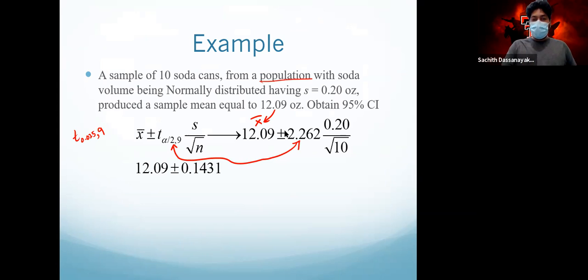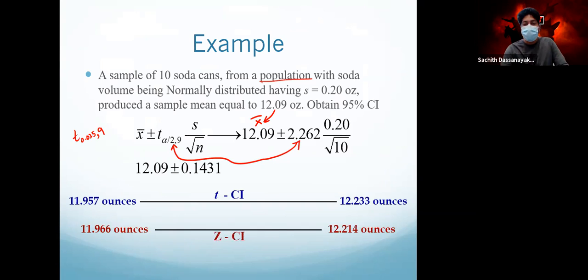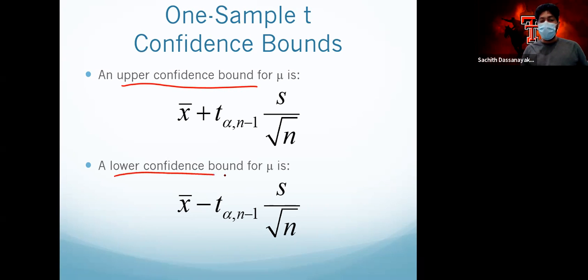Same as the confidence bound, we have T confidence bounds. Since we are dealing with one sample, we call it one sample T confidence bound. Again, confidence bound means it is either upper bound or lower bound, just one. We call it upper confidence bound for upper bound, lower confidence bound for lower bound.